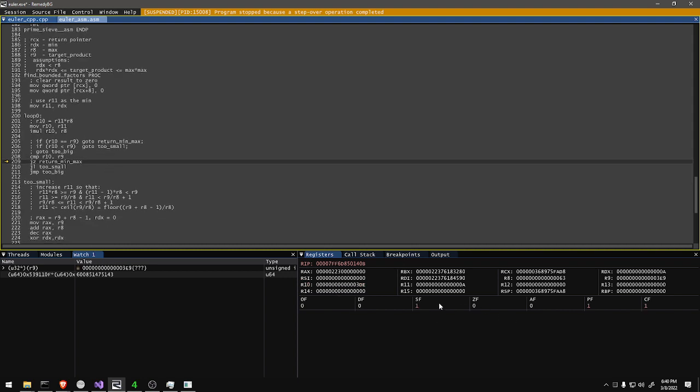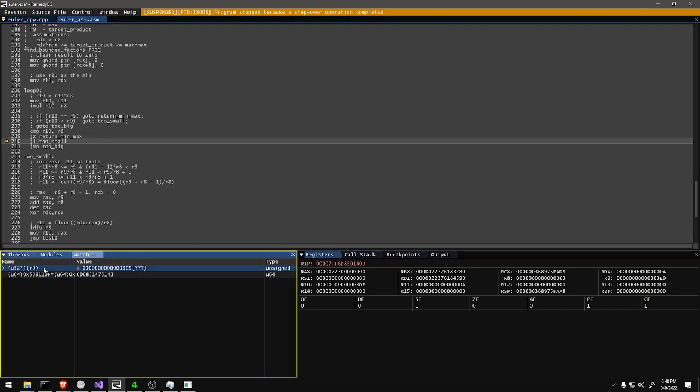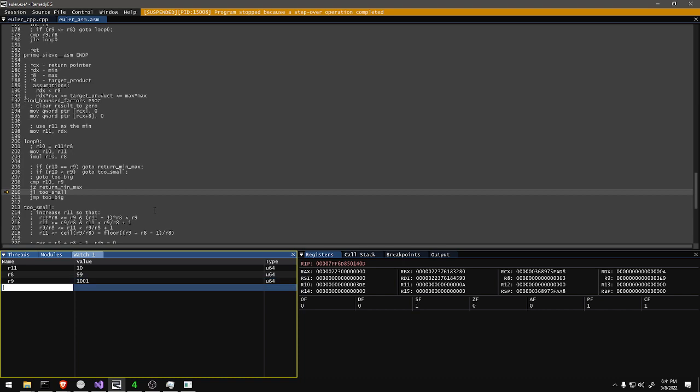So there's our compare. We get all these flags. They're not equal. Carry flag, sign flag, and with that we can go, are they equal? No. Is it too small? Just to be clear here, R11 is our min, R8 is our max, and R9 is our target.